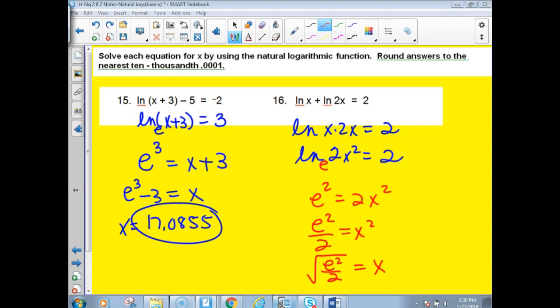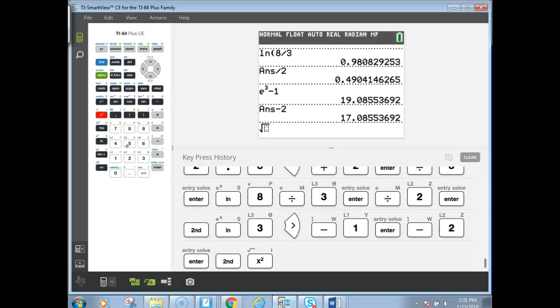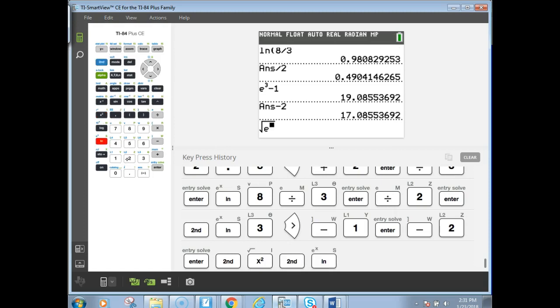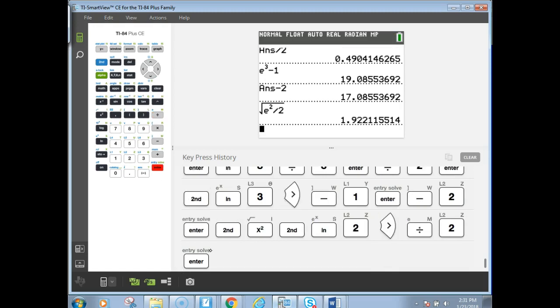So I'm just going to type it just like that. Square root of e to the second, divided by 2. I think that should work. Yep, 1.9221.